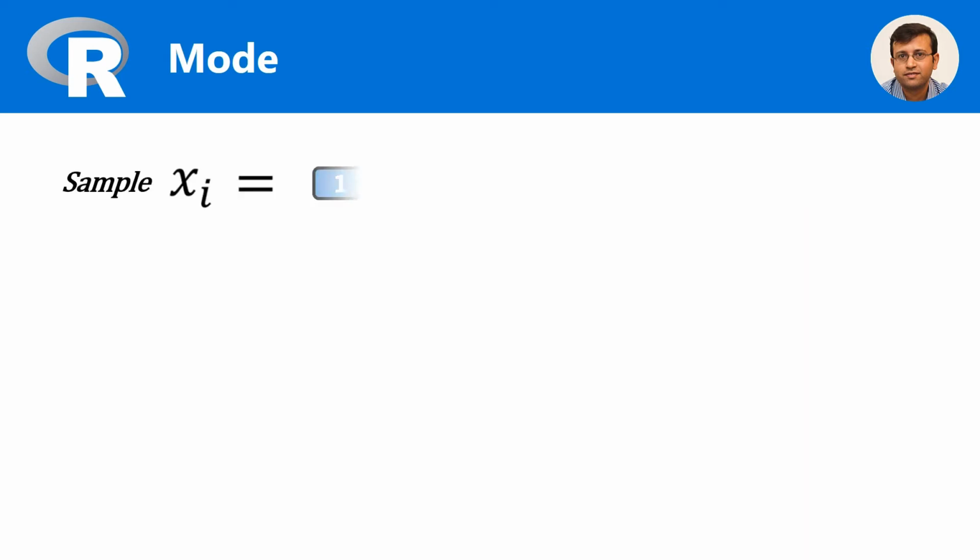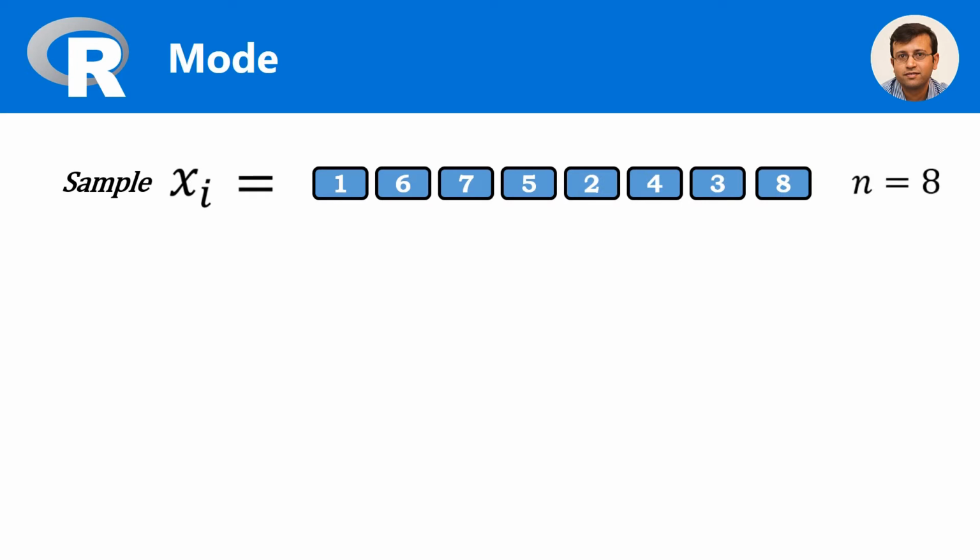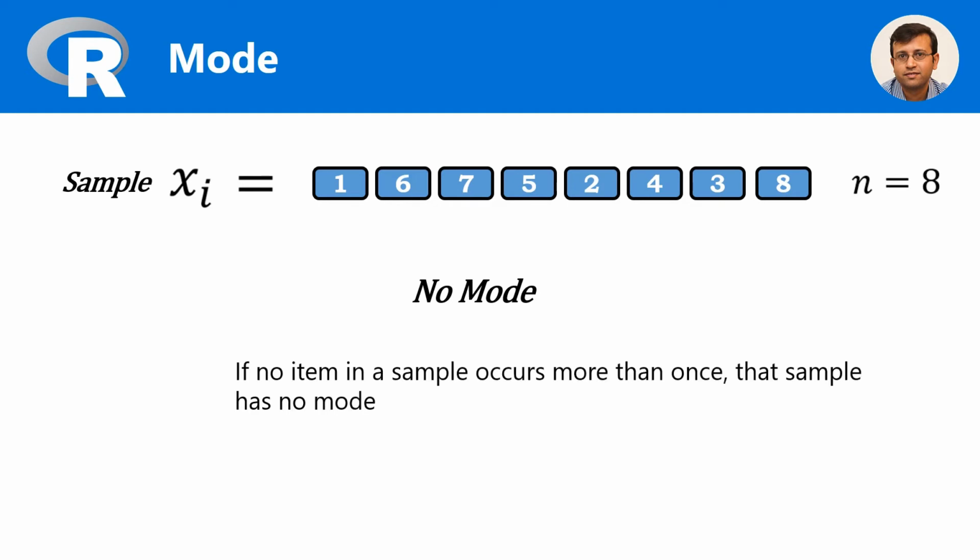Let us consider another example. In this sample of elements, none of the elements occur more than once. In this case, this sample has no mode.